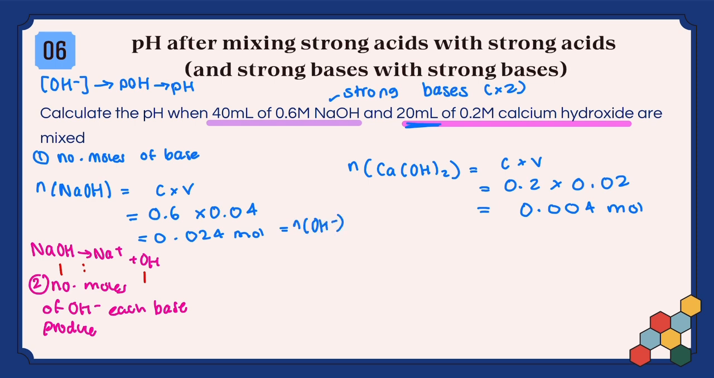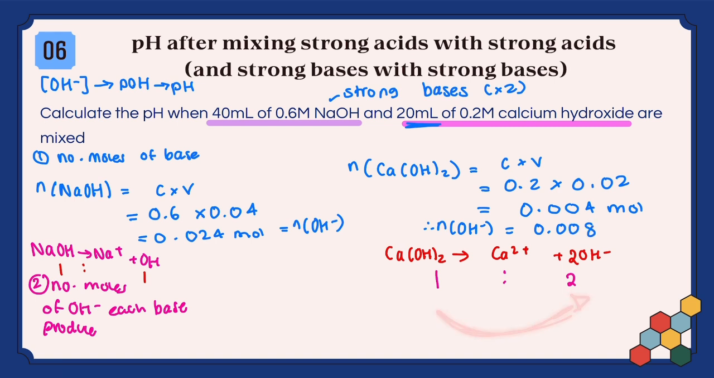When we look at our calcium hydroxide, it's going to dissociate into calcium ions and hydroxide ions. But when we balance it, we realize that it's actually a 1-to-2 ratio. So even when you look at the formula, you can see that there are 2 hydroxides present. And so what that means is that the number of hydroxide moles is going to be double this amount over here. So we're going to times this by 2 because we have a 1-to-2 ratio.